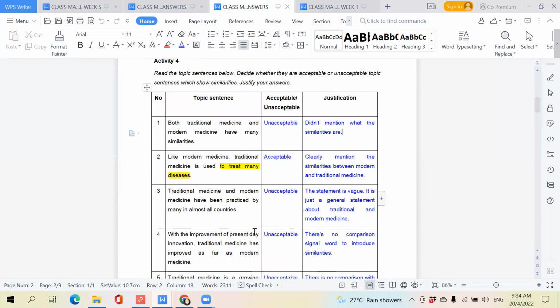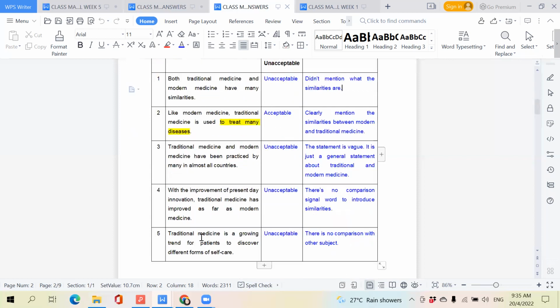With the improvement of present-day innovation, traditional medicine has improved as far as modern medicine. Okay, why is this unacceptable? Because there's no comparison signal word to introduce the similarities. This is just a general statement. This is not a topic sentence. You do not write your topic sentence this way. Okay? All right. So anyway, next.